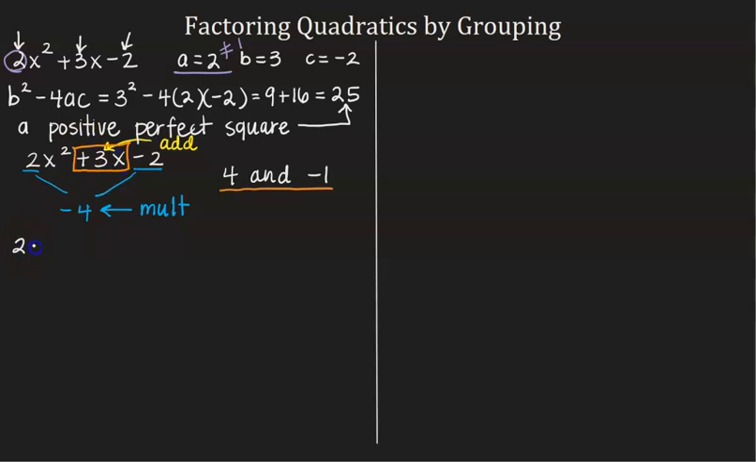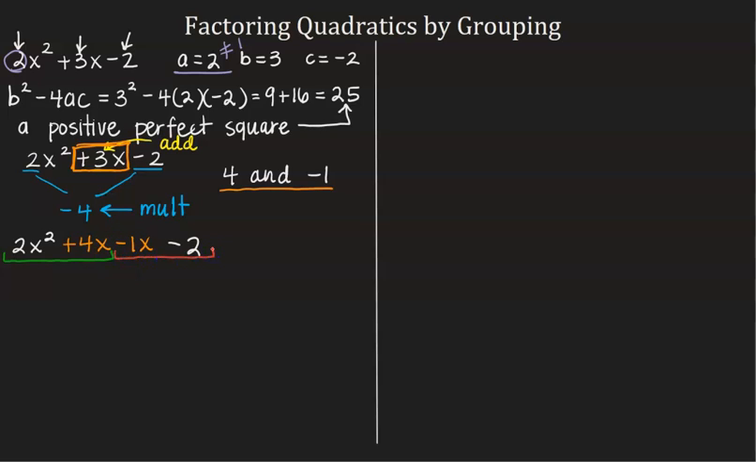I'm going to keep the 2x squared term in the front the same, and I'm going to keep the negative 2 term at the end the same, but then in the middle, I'm going to replace that plus 3x with a positive 4x and a negative 1x, because this is the exact same thing as the 3x that we had to start with. So now I've rewritten the quadratic with 4 terms instead of just 3, and now I'm ready to start grouping. I'm going to group my first two terms together, and I'm going to group my second two terms together.